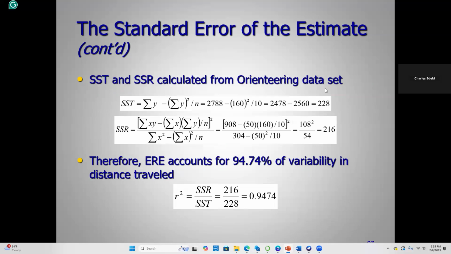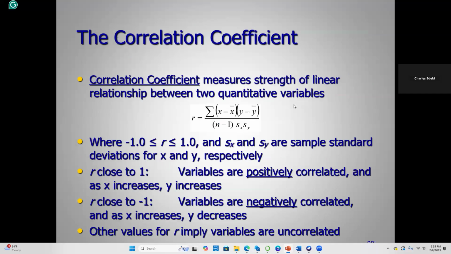Again, we don't have the data, just the example of solving the problem. The R square value is very good, 0.9474, almost 95%. And also, as we say, the correlation coefficient R, this value will always be between -1 and +1.